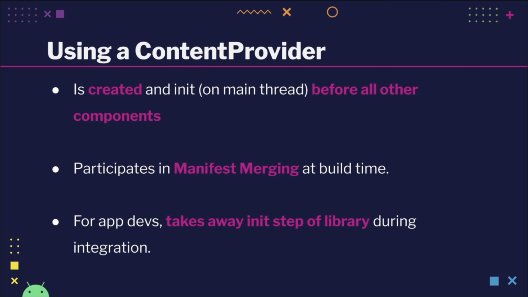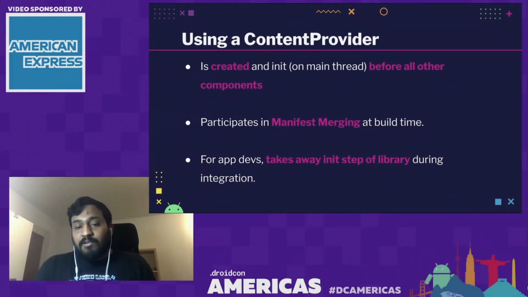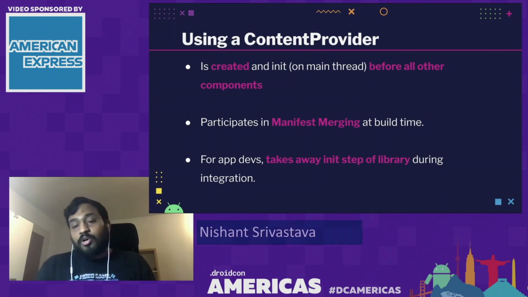An important point to also note is that a content provider participates in manifest merging at build time, which is a great thing. We'll talk about why that is a good thing. And then at the end, it talks about how for app developers, it takes away the initialization step of the library during integration. You don't have to write that init function at all.